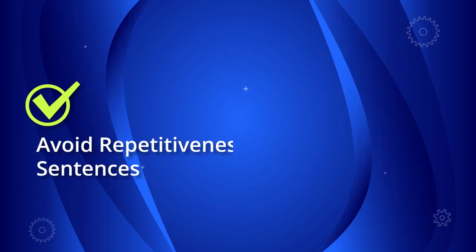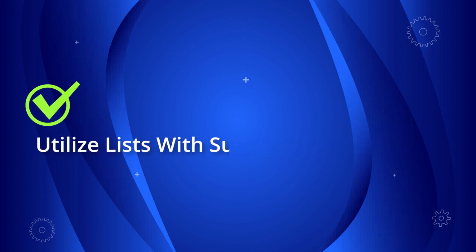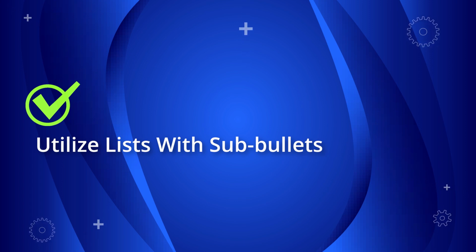It's also important to avoid repetitiveness and run-on sentences. To avoid using the same word or phrase multiple times, utilize lists with subbullets so that you can reduce the overall number of words. If you're stringing together different ideas with periods, commas, or semicolons, you might want to break up your finding into multiple findings.